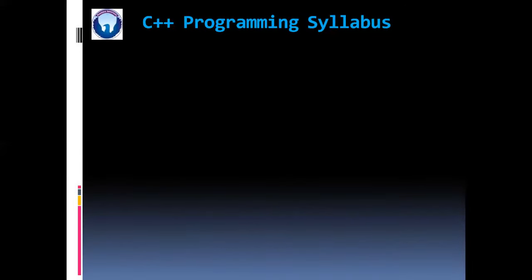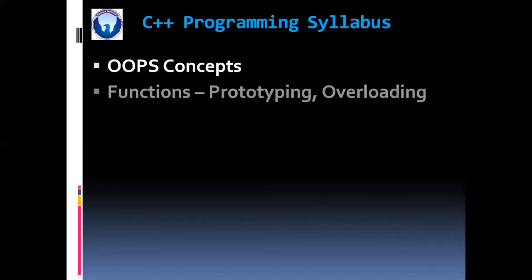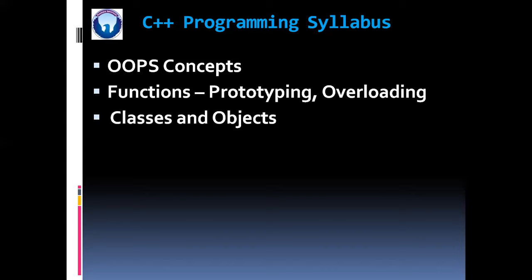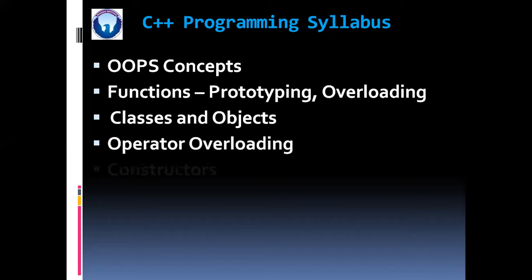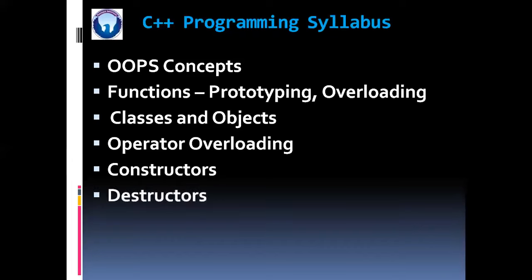Now we are going to discuss the syllabus of C++ programming language. So in C++, initially we are going to see the object-oriented programming concepts. Then functions with prototyping and function overloading. Then we're going to learn classes and objects. Then operator overloading, constructors with all their types, destructors with their types.